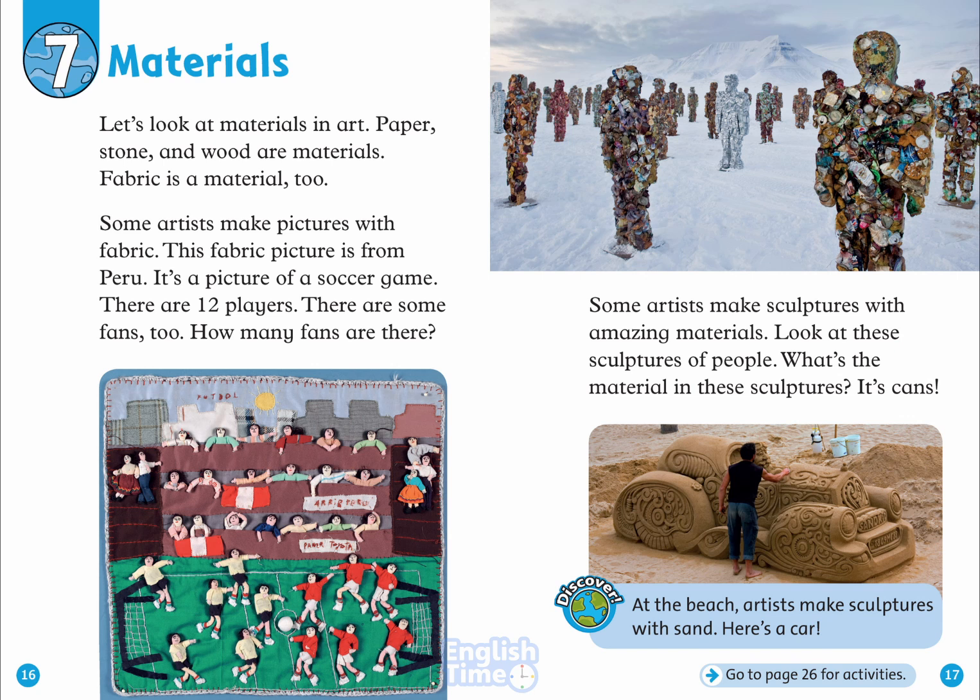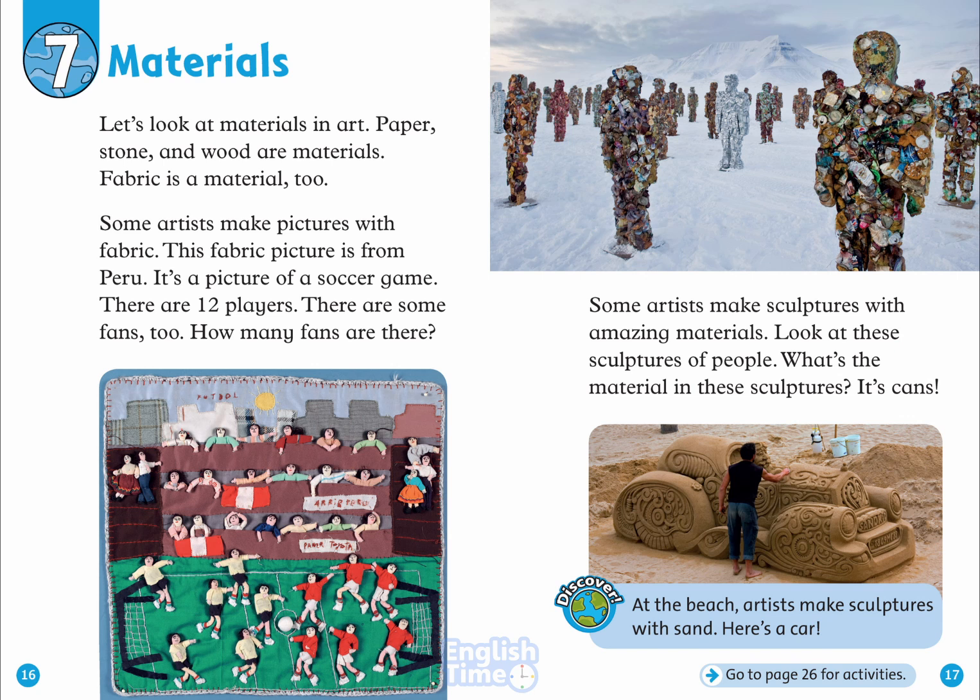Chapter 7. Materials. Let's look at materials in art. Paper, stone, and wood are materials. Fabric is a material too. Some artists make pictures with fabric. This fabric picture is from Peru. It's a picture of a soccer game. There are 12 players. There are some fans too. How many fans are there?